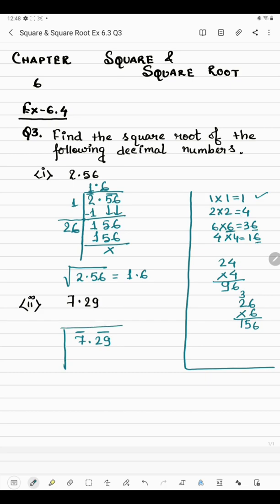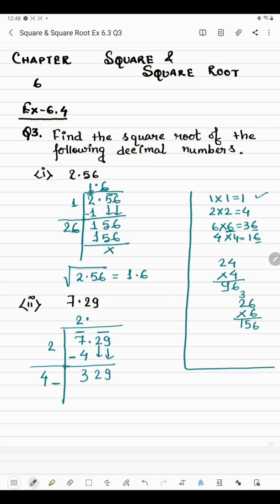2 2s are 4, then we have 3 3s are 9. So 9 we cannot take, so we'll take 2 2s are 4. So 7 minus 4 is 3. Now this point will be shifted here, then 2 and 9 will come down. Now 2 plus 2 is 4.